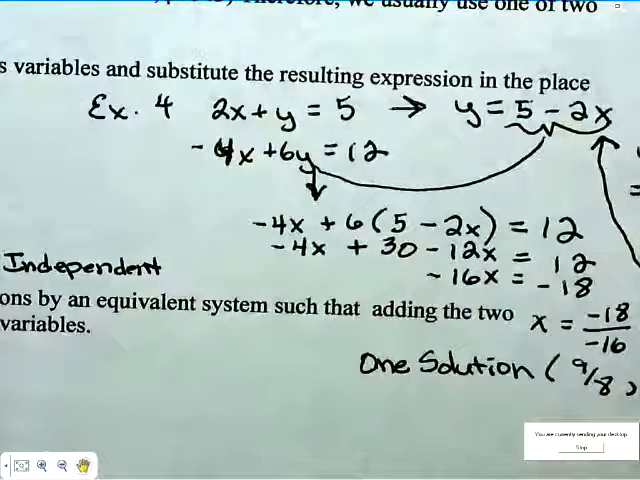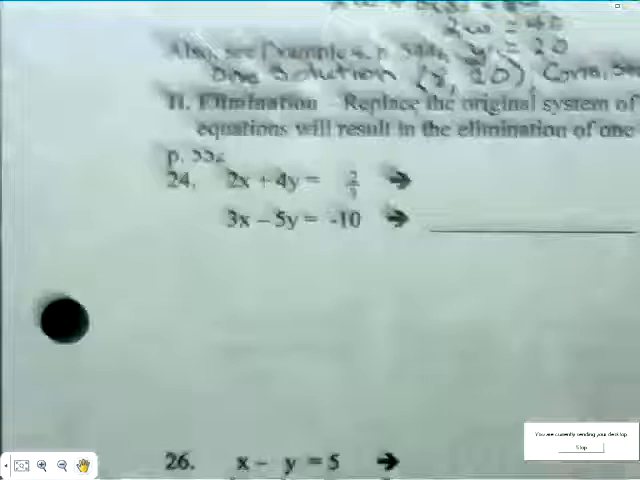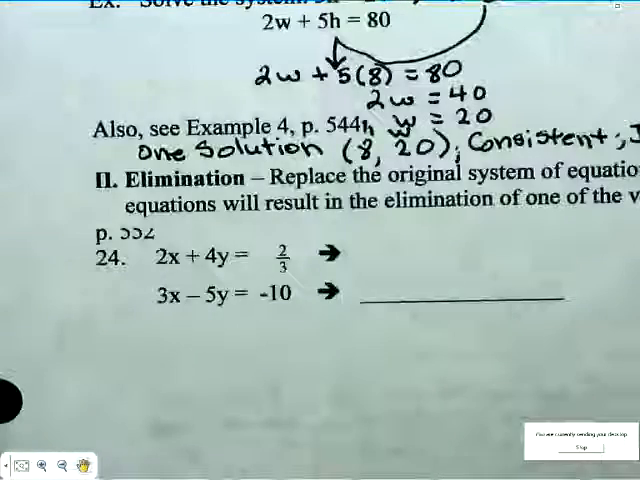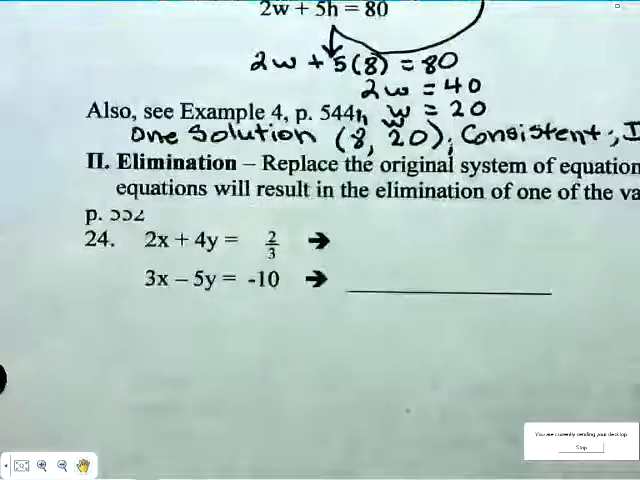Let's talk about an easier way when you have fractions, or when it's not as easy to get one of the variables by itself. I multiply. That's method 2. That's what we're doing next. That's the elimination method. So you recall that from a previous life. Yeah, and it's great.